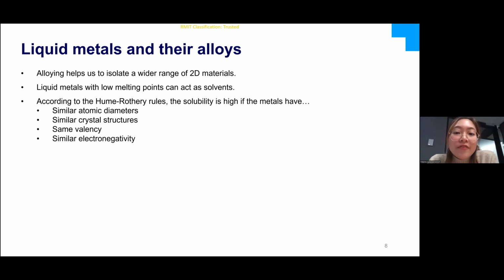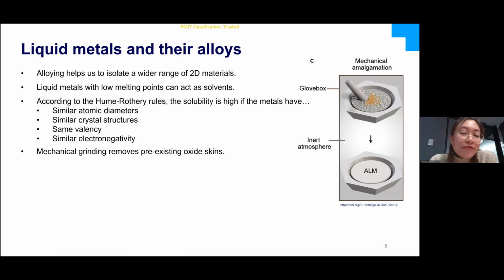And the way we fabricate the alloy is a very simple method, like mechanical grinding using a mortar and pestle to remove the pre-existing oxide skins, and also help to mix the two metals together to get a homogeneous alloy. And we usually do this in an inert atmosphere, such as a glove box.